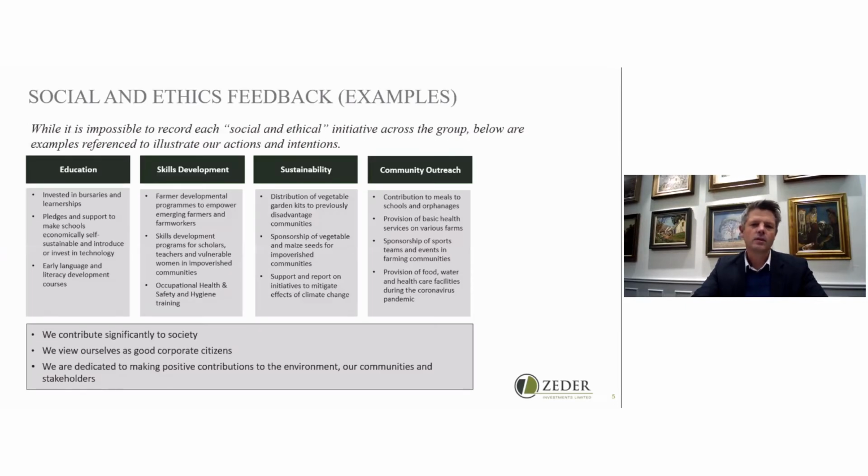It's impossible to record all the initiatives across the group. Below is just a few examples of our actions and intentions. We focus on those specific 4 pillars of education, skills development, sustainability, and community outreach. In terms of education, investments in bursaries, pledges and support to make schools economically self-sustainable, early language literacy development courses. In terms of skills development, as I said, we're in agriculture and farming. Farmer development programs is very important to us. Also skills development of scholars and teachers. We have schools on many of our farms, and then also occupational health and safety training.